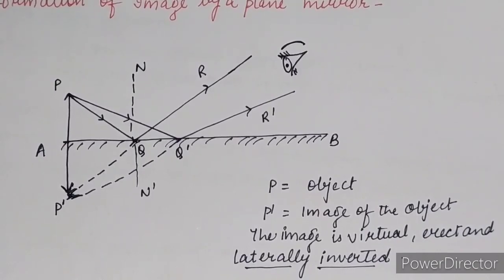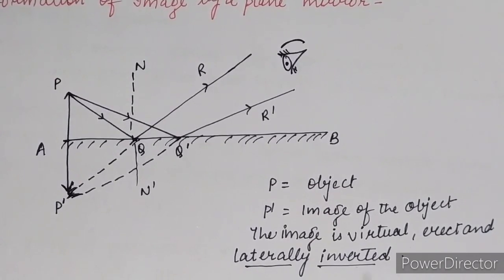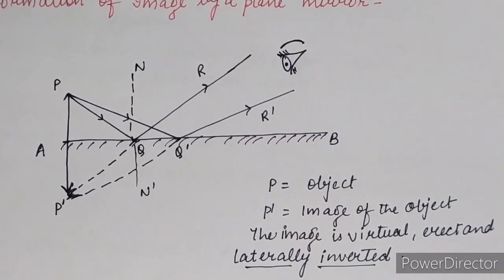The image is just a copy of the object formed by the plane mirror, but the one thing is that it is laterally inverted. Lateral inversion means the left seems to be right and the right seems to be left. It means your right hand is seen as a left hand in the plane mirror, and your left hand seems to be a right hand in the plane mirror.